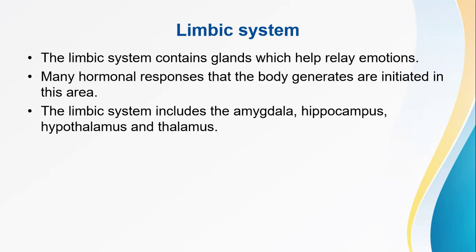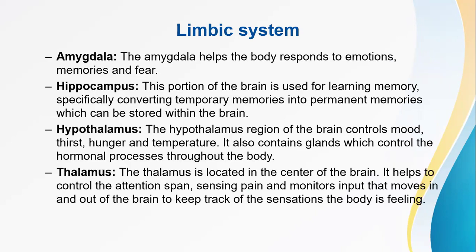Now, talking about each one of them, starting with the first one, that is the amygdala. The amygdala helps the body respond to emotions, memories, and fear. So those are the main functions of this. The second one is the hippocampus.